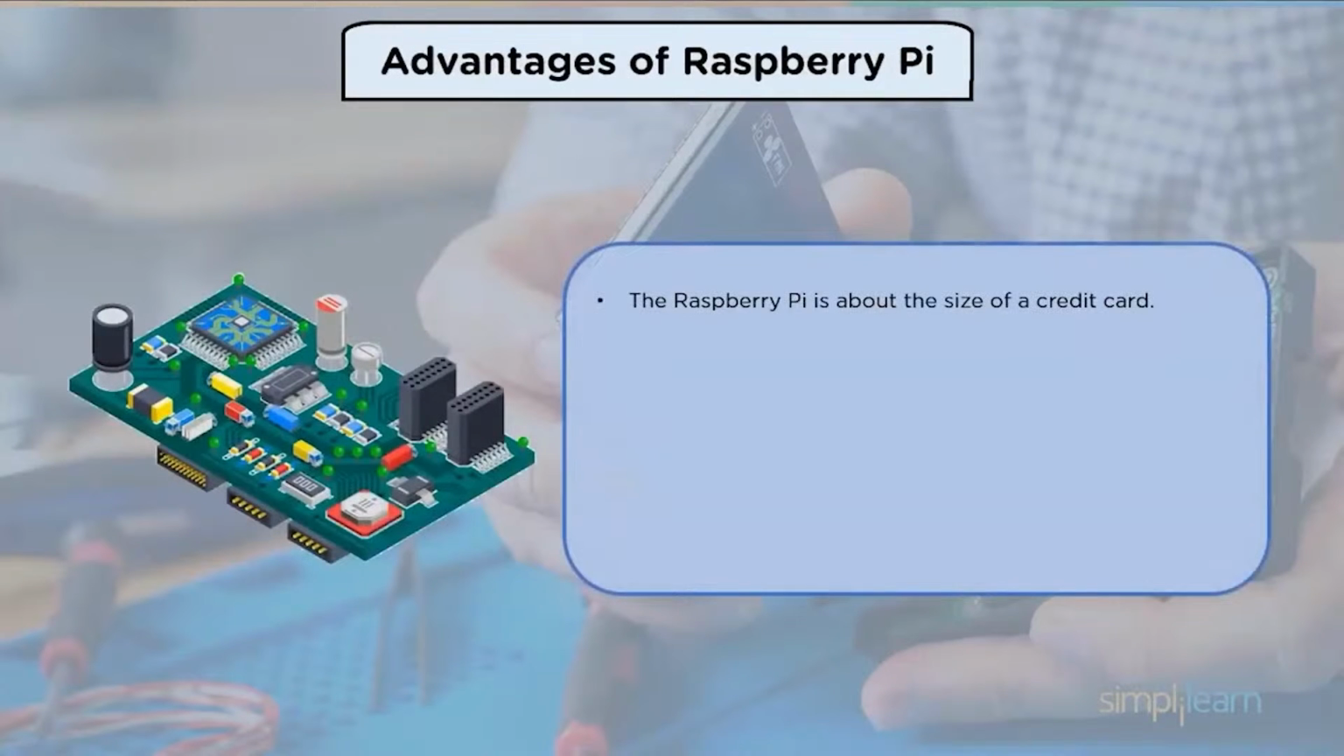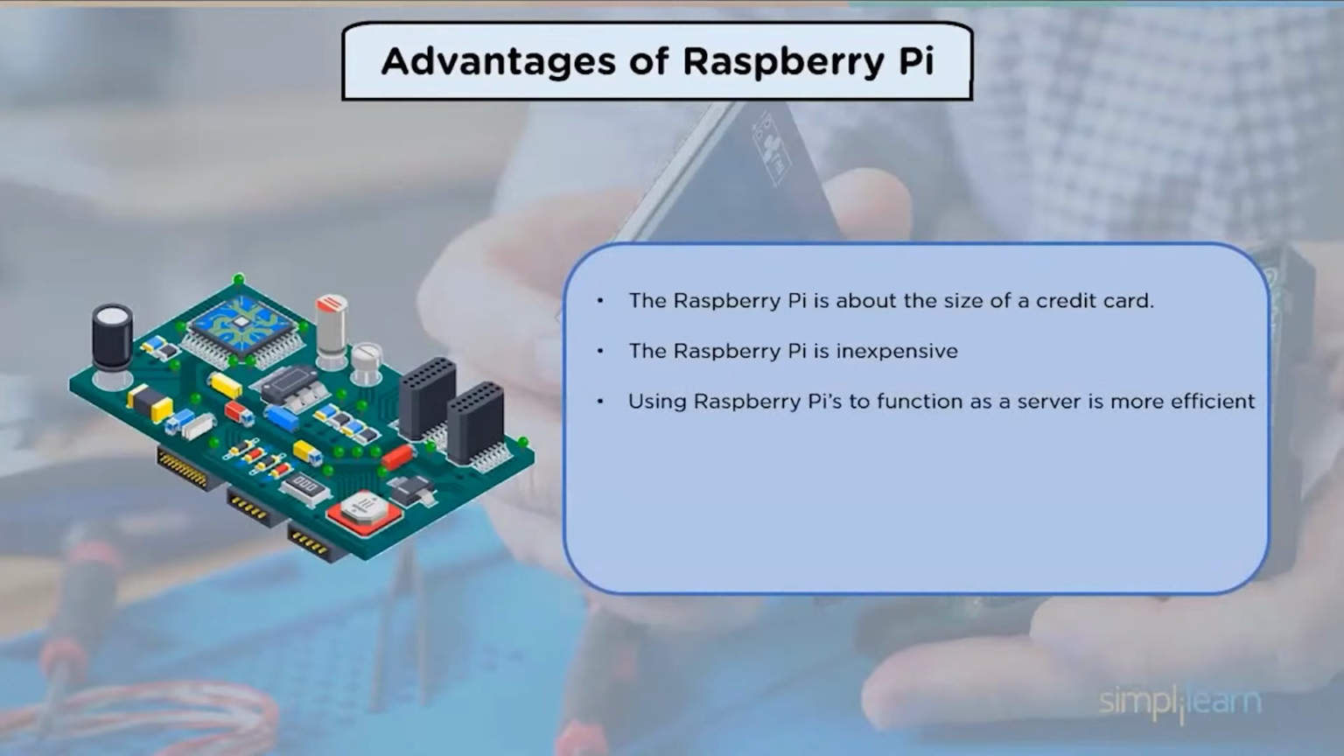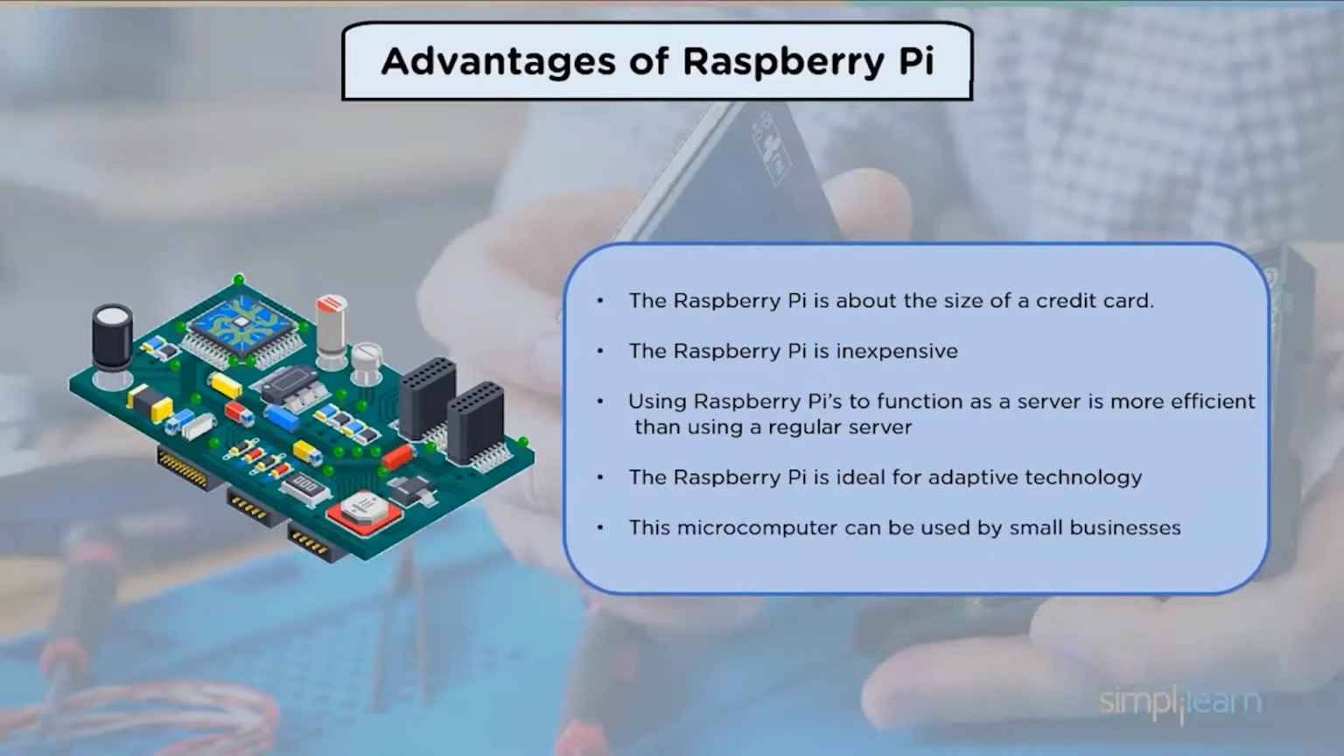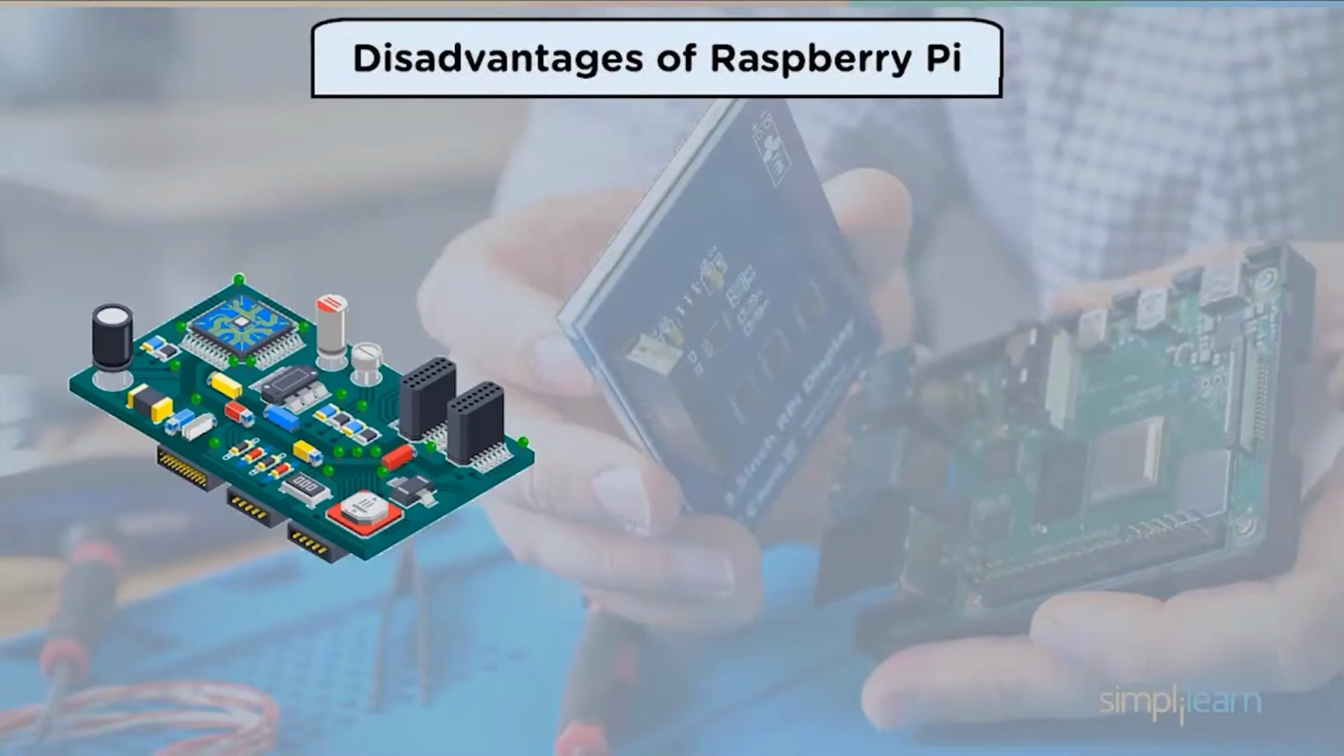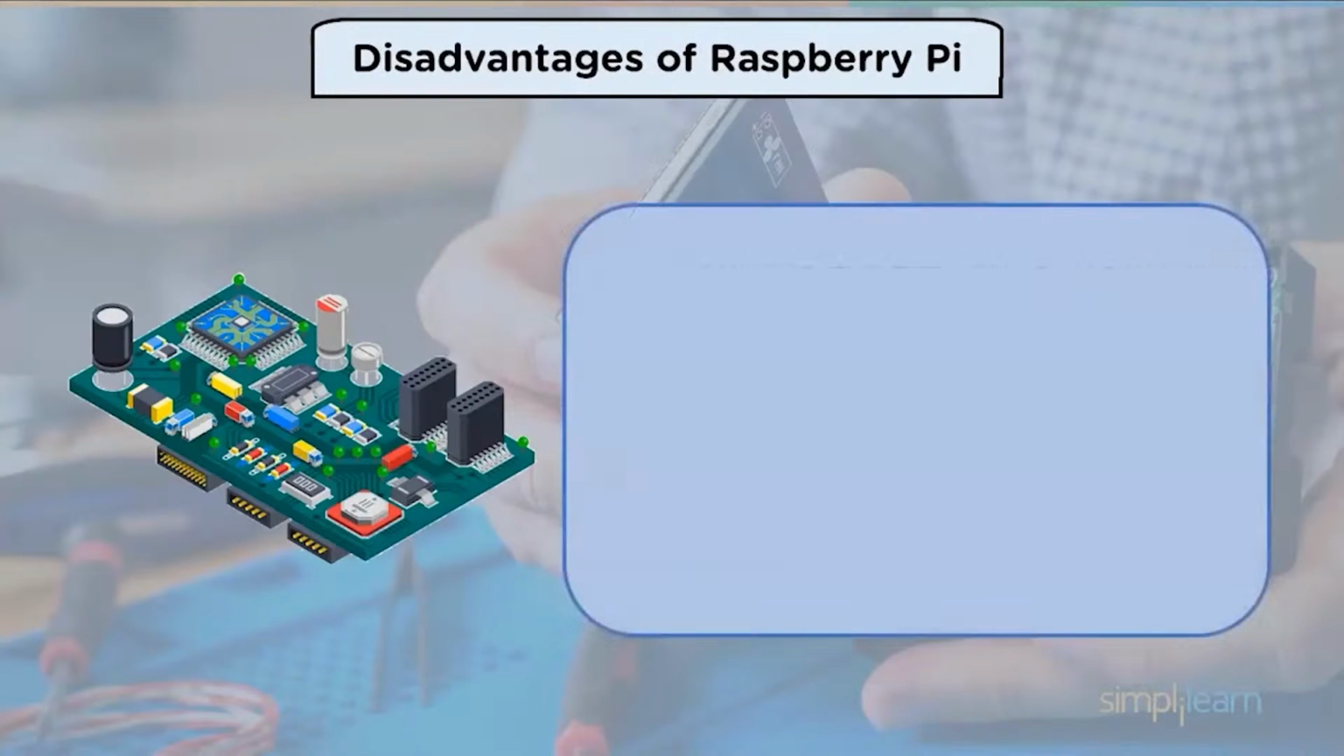Raspberry Pi is about the size of a credit card. The Raspberry Pi is inexpensive. Using Raspberry Pi to function as a server is more efficient than using a regular server. The Raspberry Pi is ideal for adaptive technology because it can display visuals as well as play movies. The microcomputer can be used by small businesses on a tight budget to use their product or build new technology that integrates the product. Now let us look at the disadvantages of Raspberry Pi.